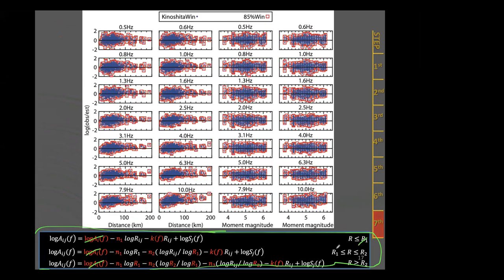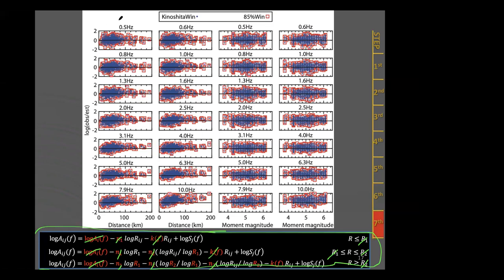R1 and R2 are also estimated, N1 and N2 and N3 and anelastic attenuation, and they are all estimated. So we want to see how good this estimation is. And we want to evaluate the regression that we have done.